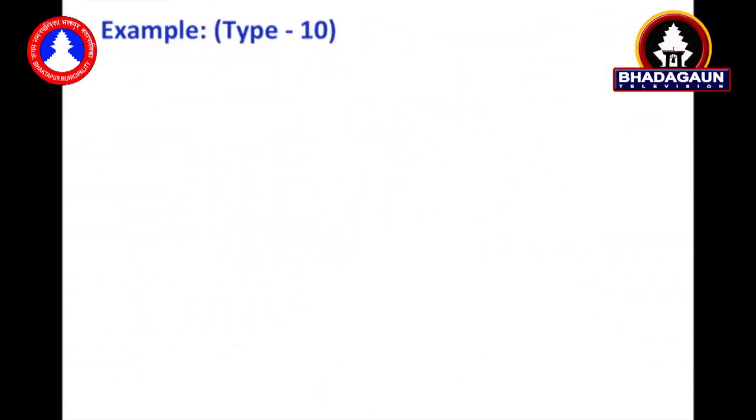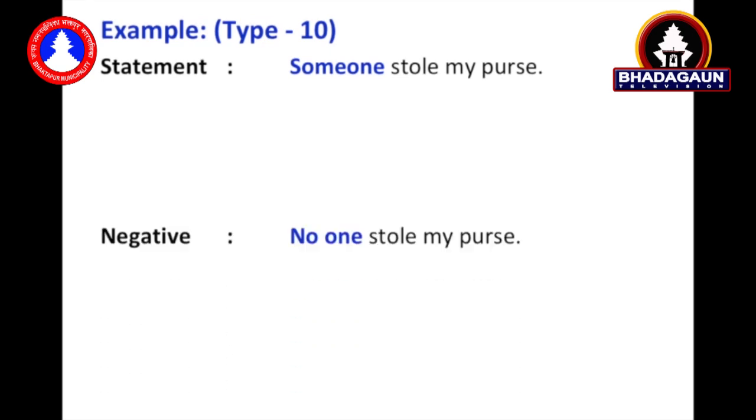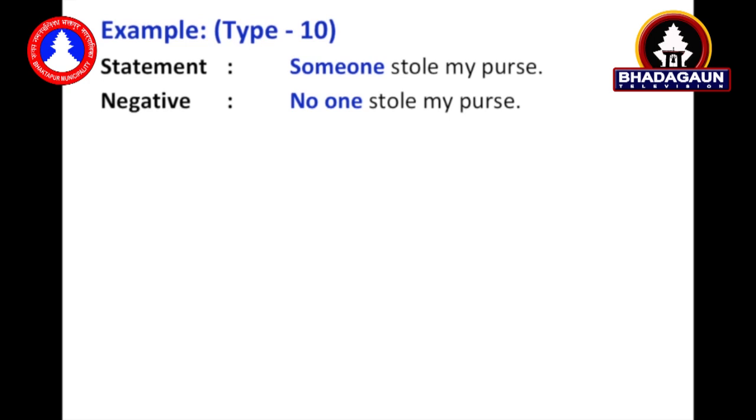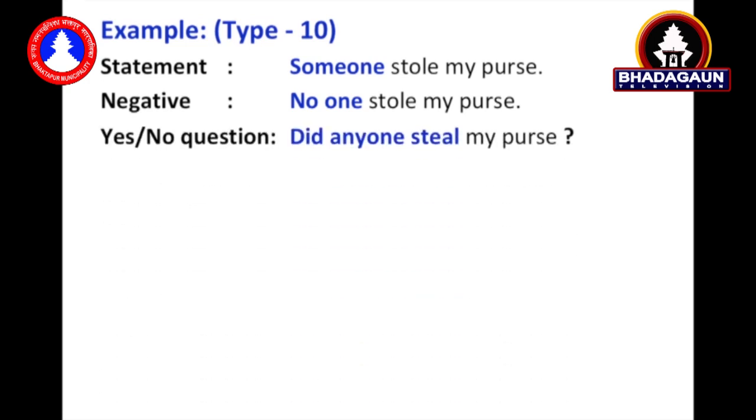Now, the next example, type 10. The statement is, someone stole my purse. And now here we have a little bit of a difference. Do we have an auxiliary verb here? No. What's the main verb? The main verb is stole here. Okay, let's see what is negative. Someone stole my purse. Its negative is no one stole my purse. And its question is, did anyone steal my purse? And did is used here because the main verb stole is in the past tense.